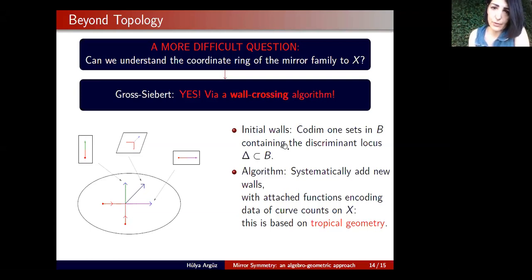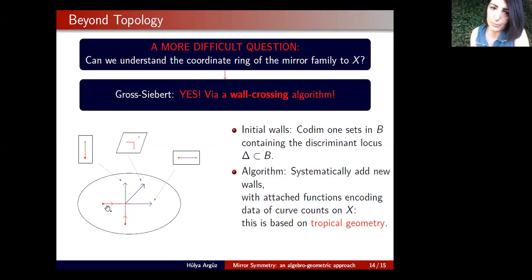So to run this algorithm, you have an initial set of walls. These are codimension 1 sets which contain the discriminant locus on B, and then you systematically add more and more walls, more and more codimension 1 sets. You do the systematic algorithm by looking at counts of curves on X. So these walls carry some functions which are going to tell you how to glue.